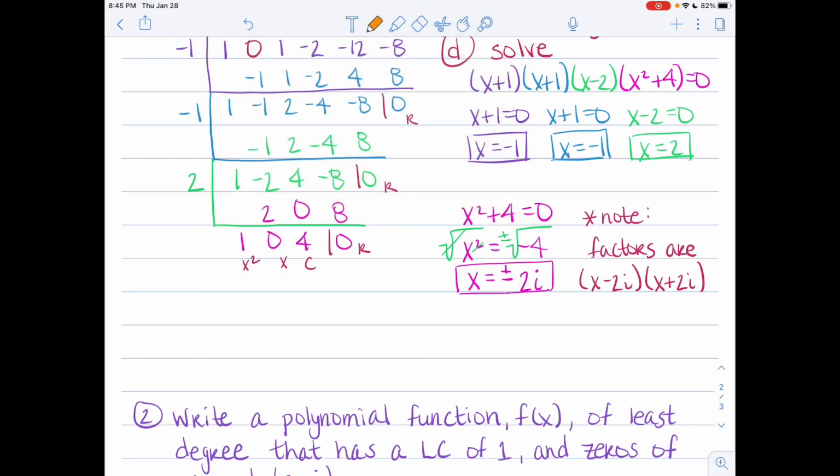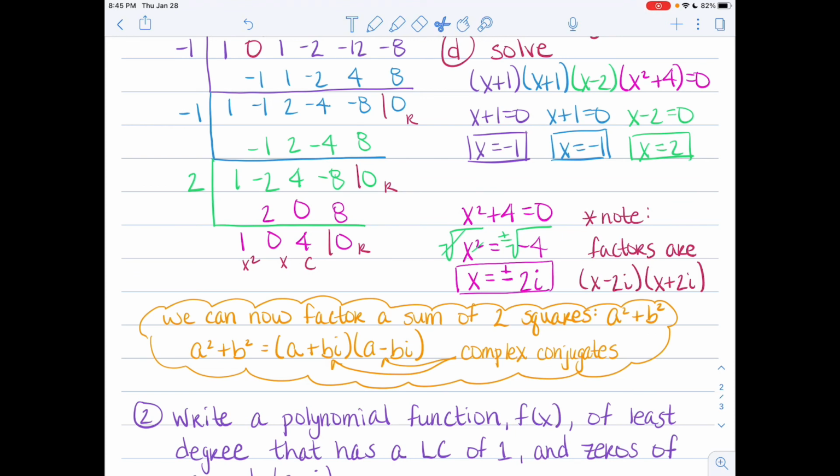Let's write ourselves a note about that. So if we have something in the form of a squared plus b squared, then we can factor it by saying a plus bi and a minus bi, which are complex conjugates of each other. So now, starting today, we know how to factor a sum of two squares.